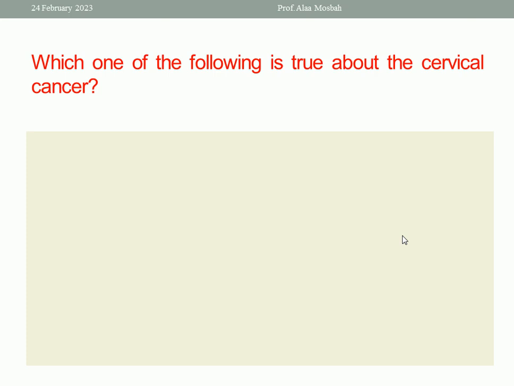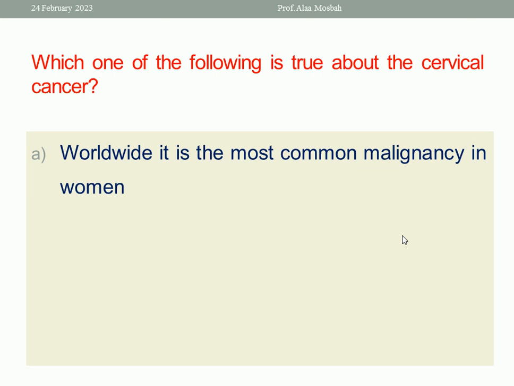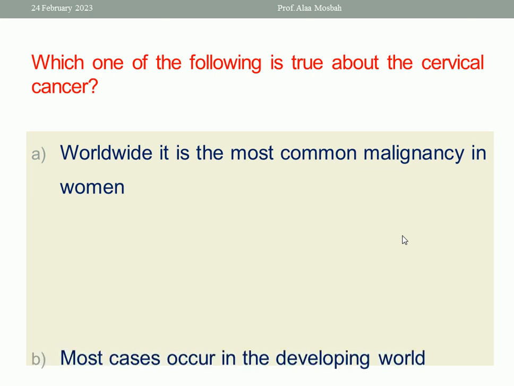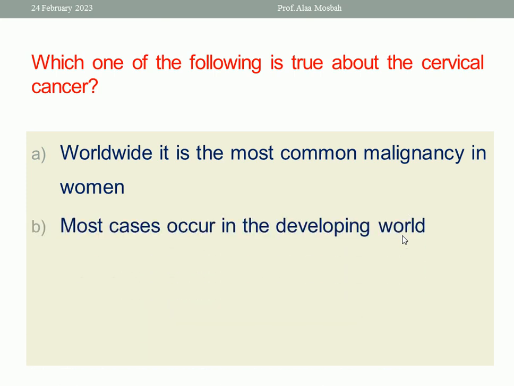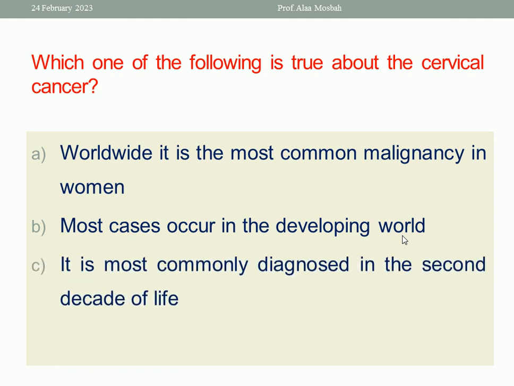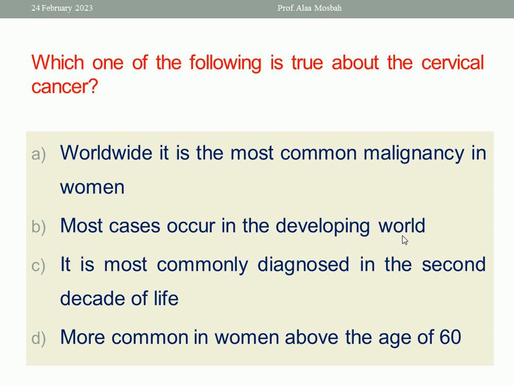Go to the next. Which one of the following is true about cervical cancer? A. Worldwide, it is the most common malignancy in women. B. Most cases occur in the developing world. C. It is most commonly diagnosed in the second decade of life. D. More common in women above the age of 60. Please choose the one best response.